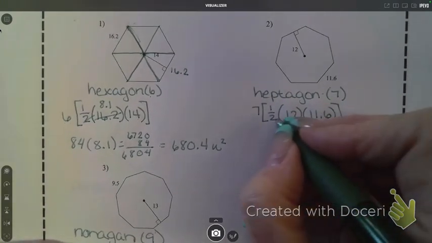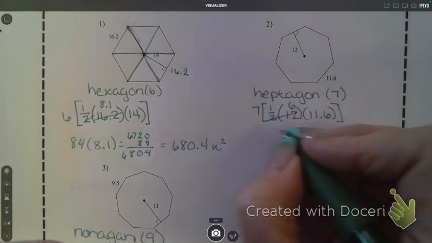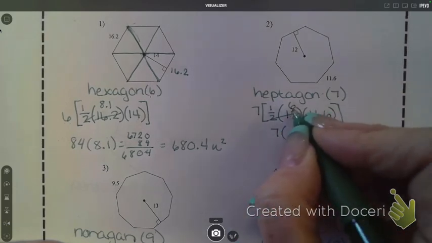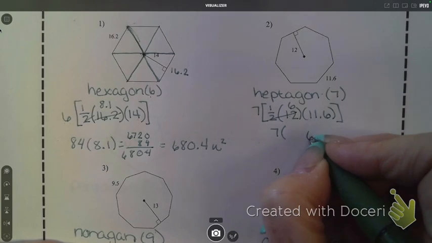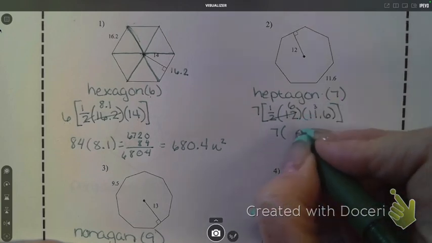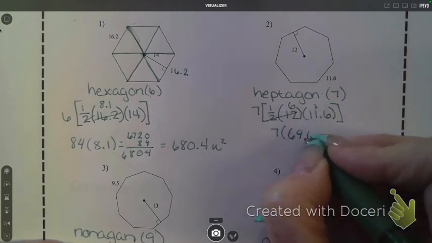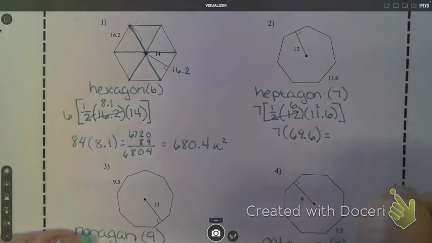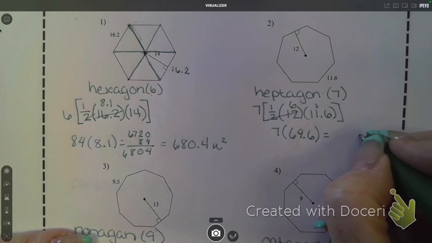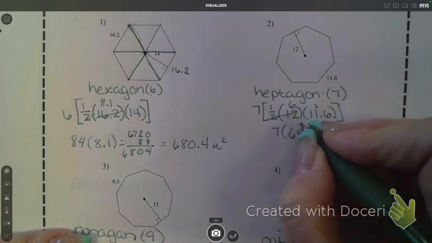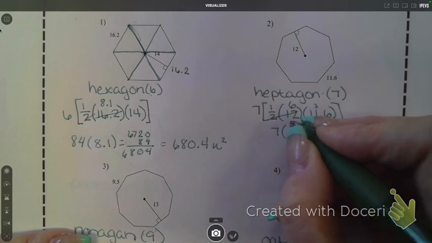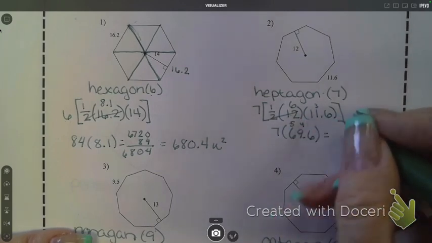Let's try to do this. So half of 12 is 6. So 6 times 11.6, we can do that. That'd be 6, carry a 3, it'd be 9, and 6, 69.6. Then multiply that times 7. So 2, carry a 4, 7, carry a 5, 42, 5, 7, 47.